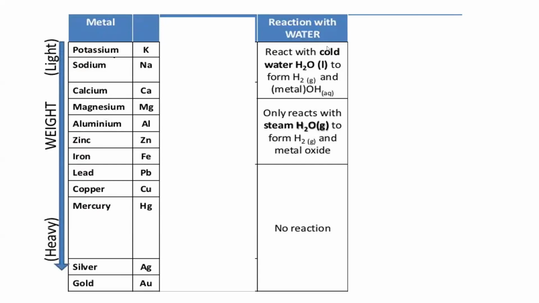When these metals are mixed with cold water, potassium, sodium and calcium react to give metal hydroxide plus hydrogen gas. So potassium plus water, what will be the product? Potassium hydroxide. What is the formula of potassium hydroxide? Potassium is group 1, so it should be plus 1, and hydroxide is minus 1, OH. So the formula of potassium hydroxide is KOH. Plus hydrogen gas will be there. Whenever hydrogen gas is produced, we observe bubbles.